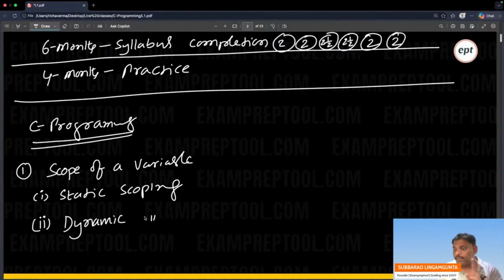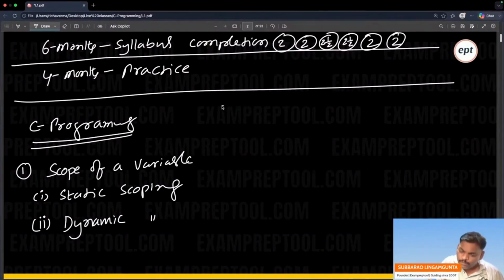Remember, some people are asking which has more weightage, which has less weightage. No, 13 subjects, every subject you have to study. No more marks, no less marks. Whatever we will teach, please study that. All are experienced faculty. Whatever teachers are saying, please do that. First one, scope of a variable: static scoping, dynamic scoping. That is the first topic.